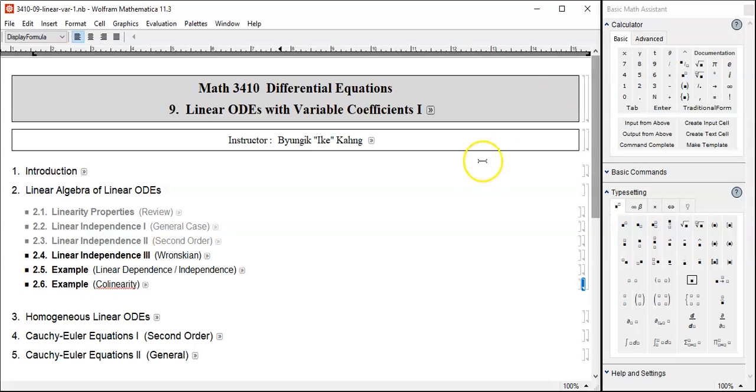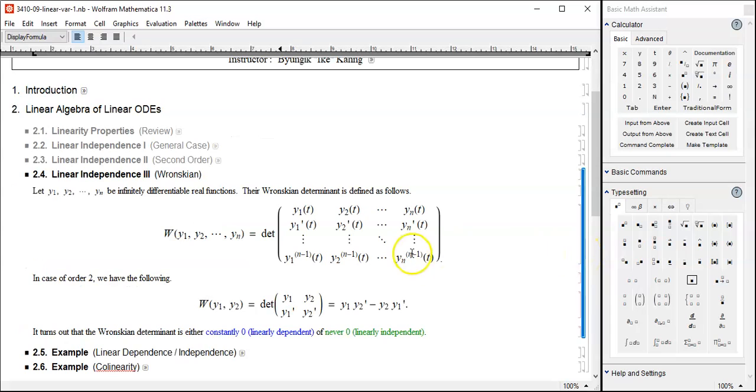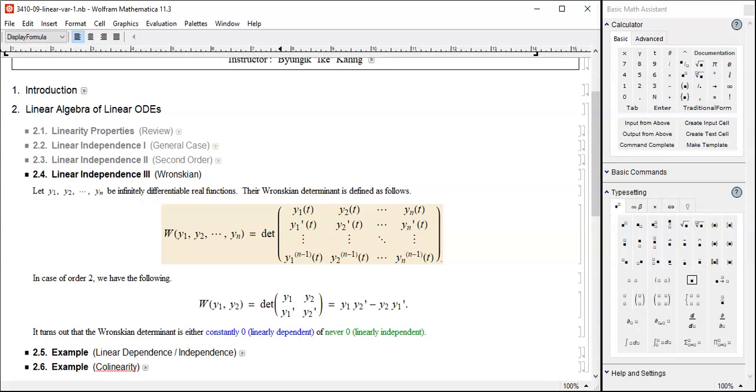Now, one more topic here is Wronskian. The Wronskian is a determinant given by this square matrix obtained by y1, y1 prime, and y1 double prime all the way over to the n minus first derivative. So original, zeroth, first, second, third, all the way over to n minus 1. So there are n rows here. Same goes for the second function. Same goes for the nth function. So we have an n by n square matrix here, and that determinant is called the Wronskian.